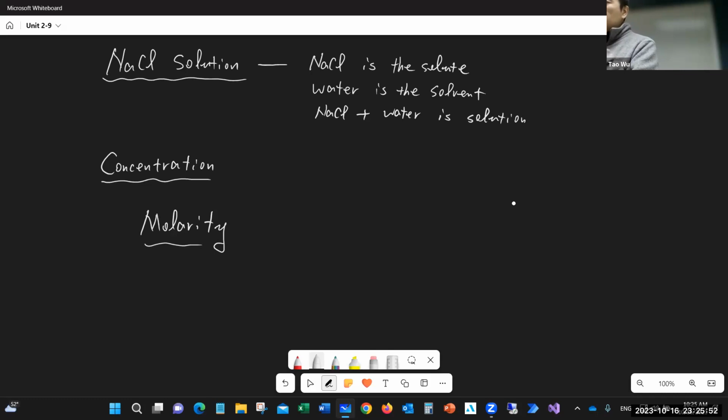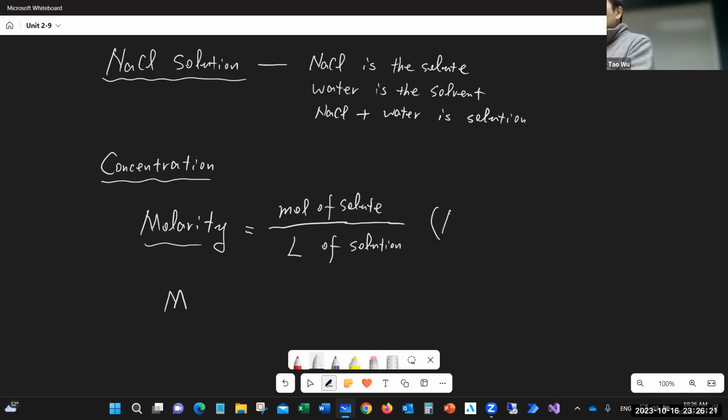So molarity, by definition, is how many moles of the solute divided by liters, or volume of solution. People use capital M to represent molarity. Usually the unit is a capital M. But if you look at the unit here, mole over liter, mole over liter is also the unit for molarity.